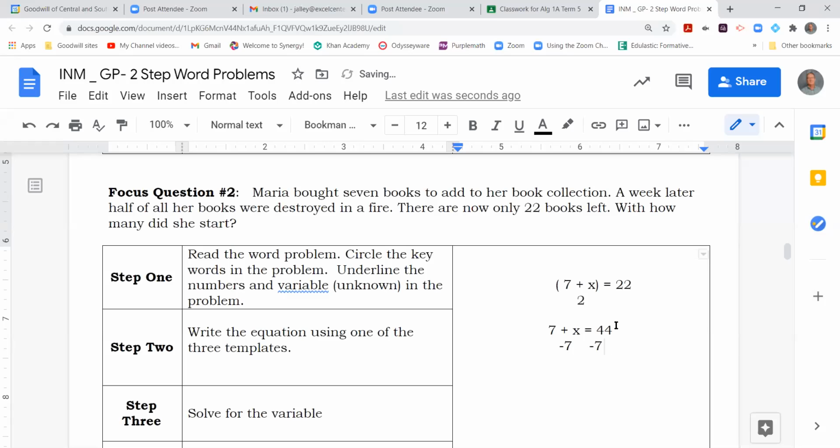Now, if I'm still not sure I got the right answer, how do I check it? Well, I just solved it. It says now x is 37. So go back to the beginning. 7 plus 37, all that divided by 2 has got to equal 22. I'm pretty sure it does. 7 plus 37 is 44. Divide that number by 2 and you got it.